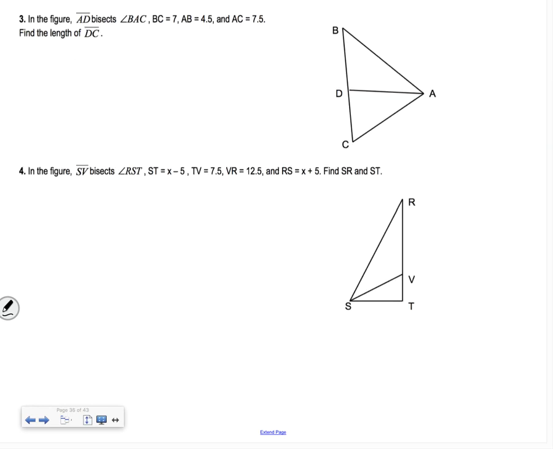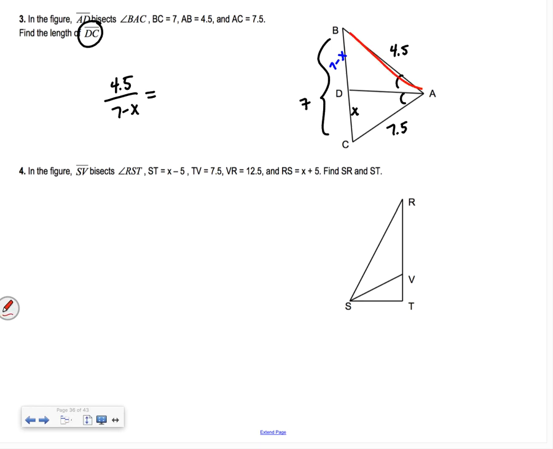All right, number 3, so it says in the figure AD bisects angle BAC. So we have this angle was bisected, so we have those two congruent angles. BC is 7, AB is 4.5, and AC is 7.5. So this is like the last one. We're asked to find the length of DC, so let's go ahead and make that our x. If I needed both CD and BD, it doesn't matter which one's x. So this other part is 7 minus x. Let me move it around. 7 minus x. So when we set it up, we have 4.5 over 7 minus x.